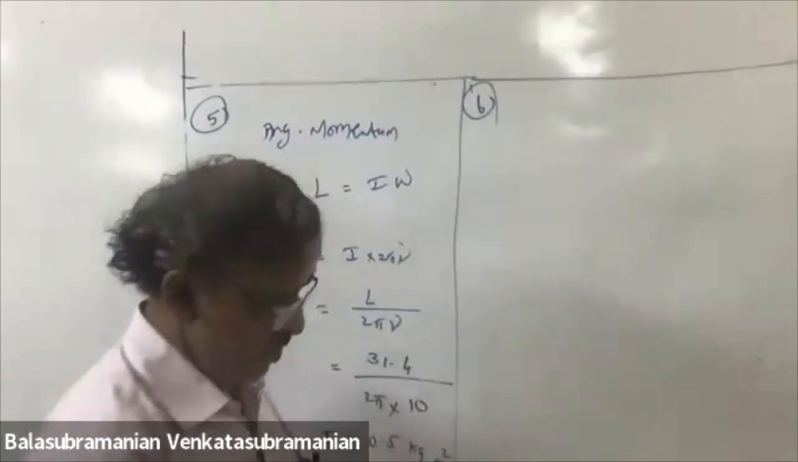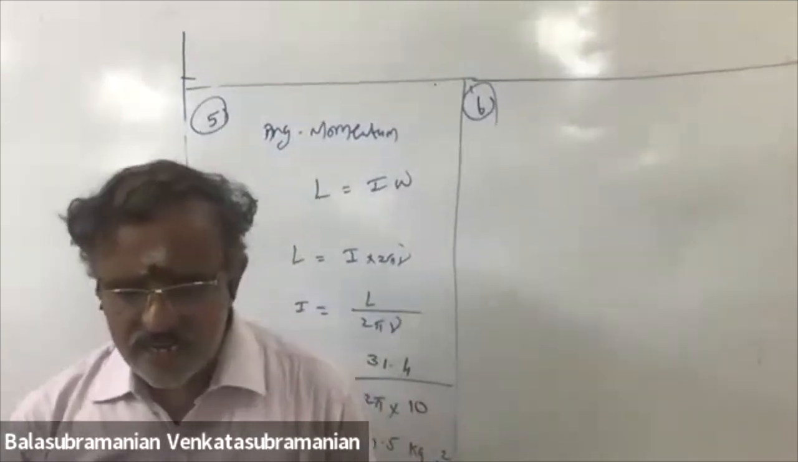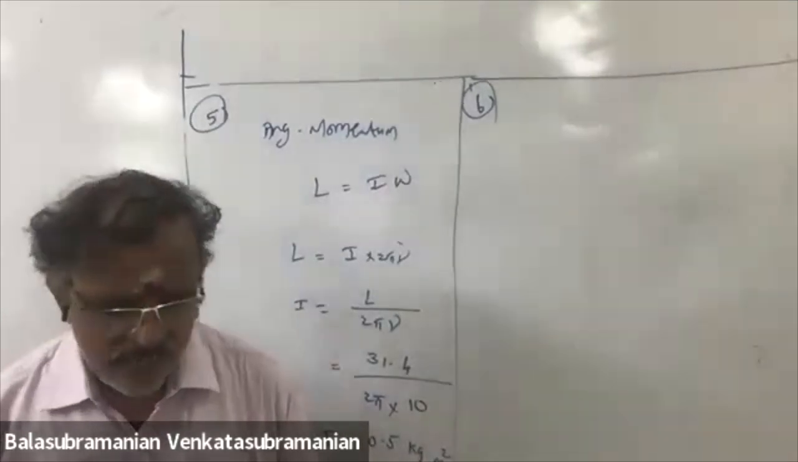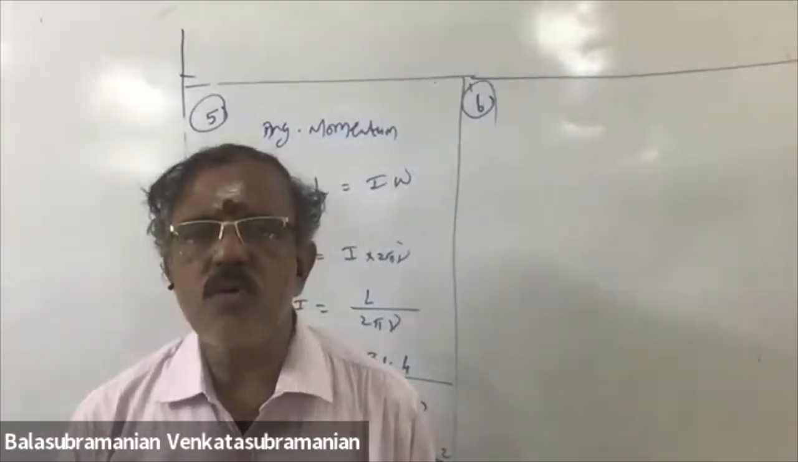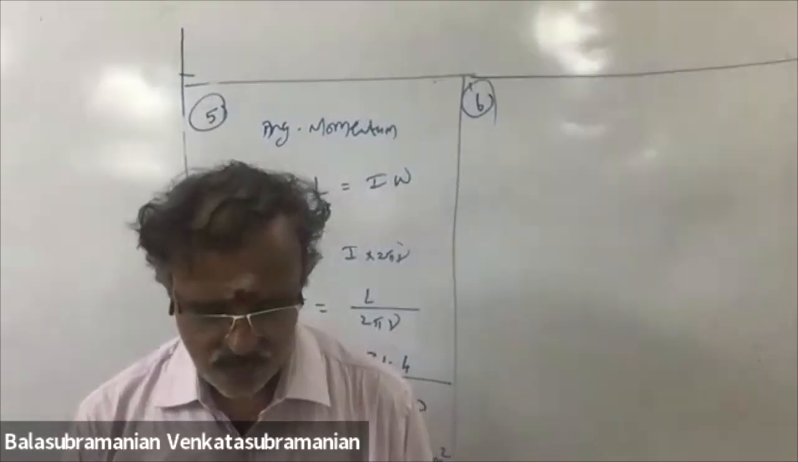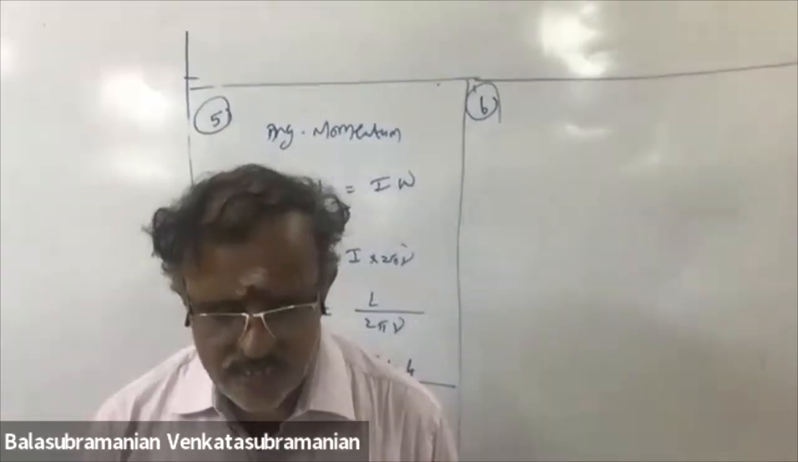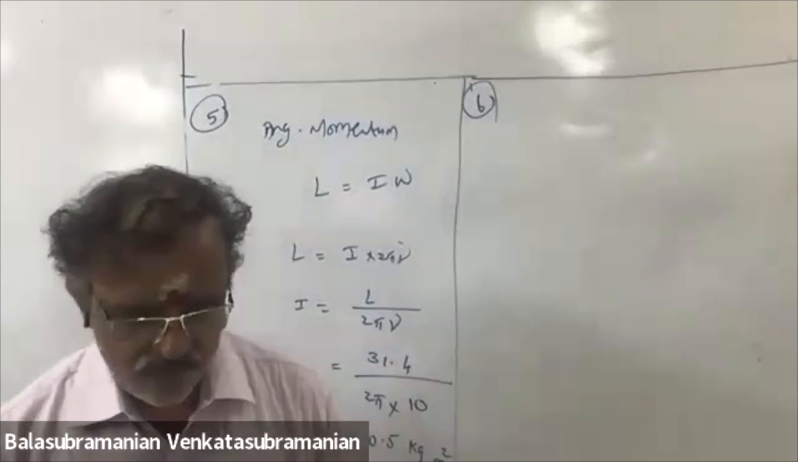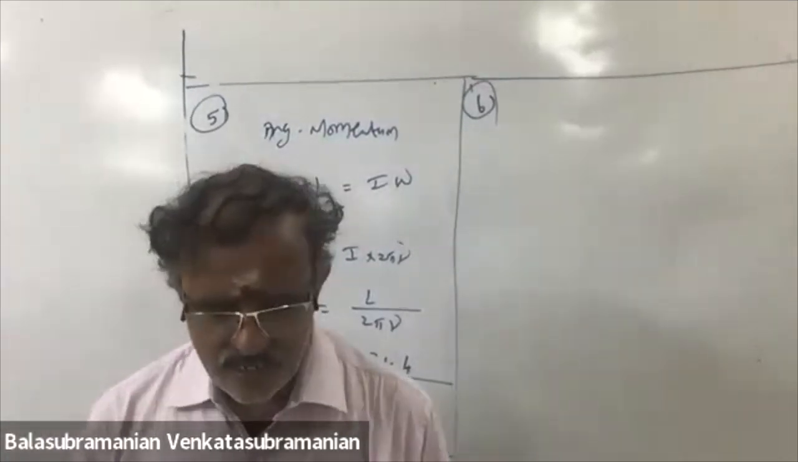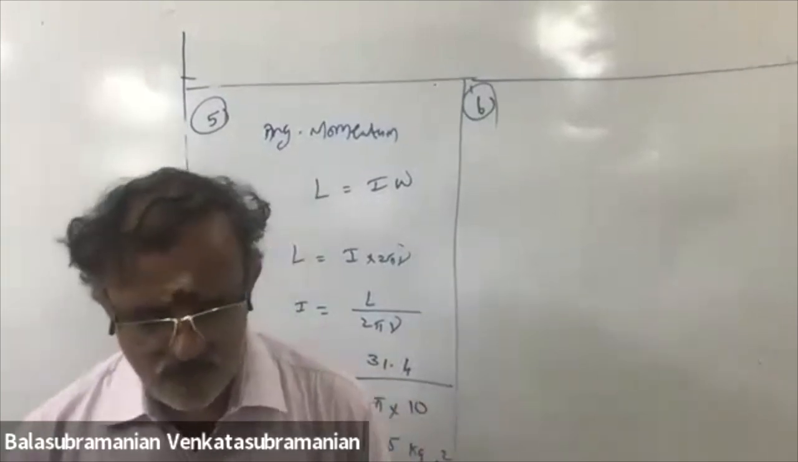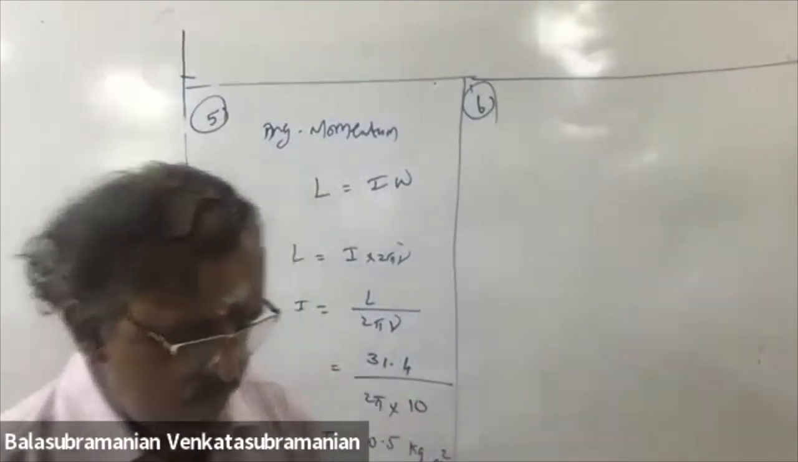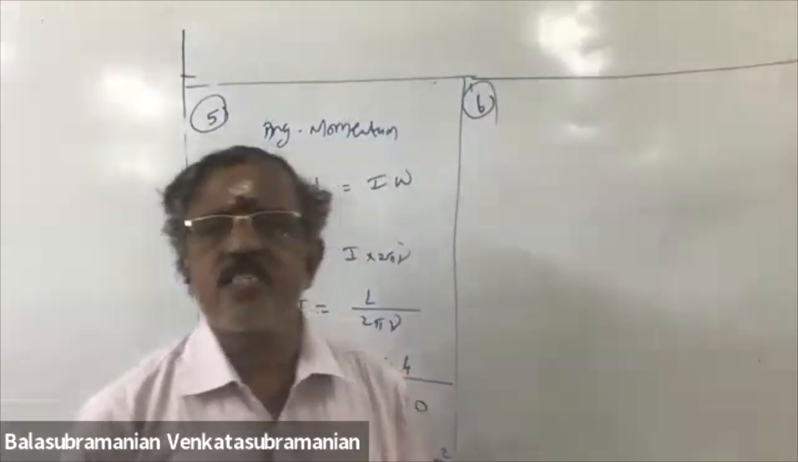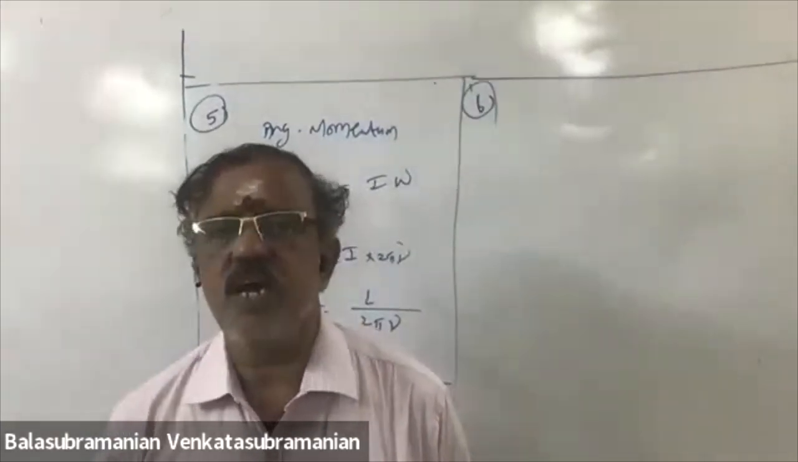Sixth one. A disc initially at rest starts rotating about its own axis with a constant angular acceleration 0.2 radian per second square. What is the time taken by the disk to rotate 10 radians? Given angular acceleration, theta value given, then you have to calculate the time taken. Okay. Equations of rotational motion we have seen. Three equations we have.